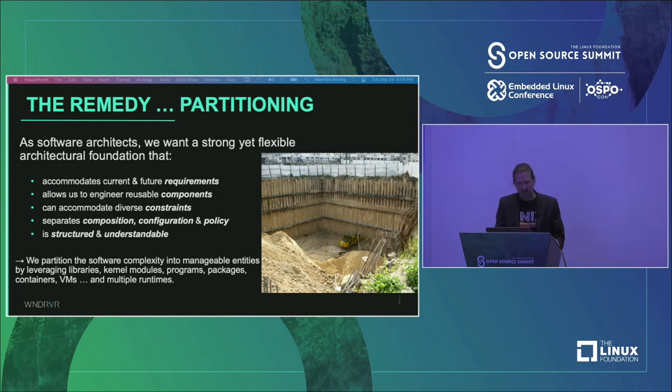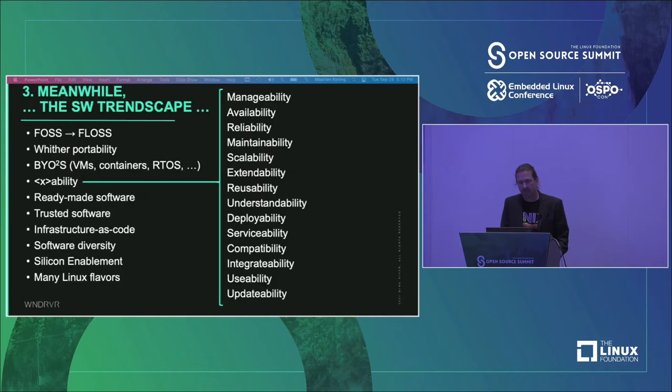Of course, the remedy is partitioning, and as software architects, we want to have a strong foundation for partitioning our software so that we can accommodate future requirements, we can reuse components, we can manage constraints, we can compose, configure, and enforce policy, and we have some structure and organization to the system. And so we love partitioning technologies, whether it's libraries, kernel modules, programs, packages, containers, or virtual machines, and even multiple runtimes running in the SoC, it helps us do a divide and conquer.